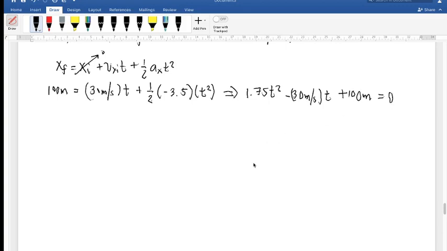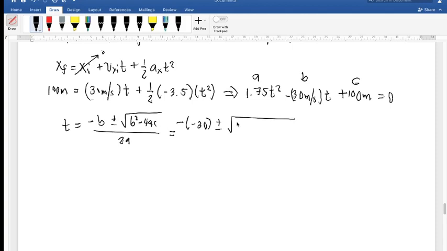So we can actually find the value of t using the quadratic equation, di ba? So t is equal to negative b plus or minus square root of b squared minus 4ac, divided by 2a. So ito yung b natin, ito yung a, ito yung coefficient ng c. So negative b, so ang b natin is negative 30, so we have negative of the negative 30. Okay, so ang b squared is negative 30 squared. Then yung a is 1.75. Tapos yung c natin is 100 meters. Then divided by 2 times 1.75.